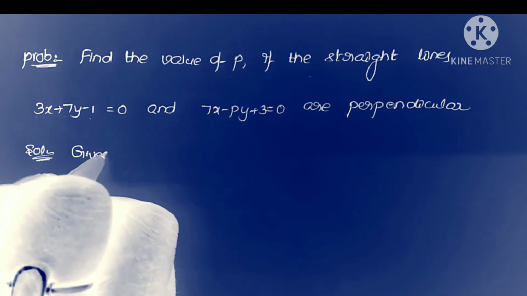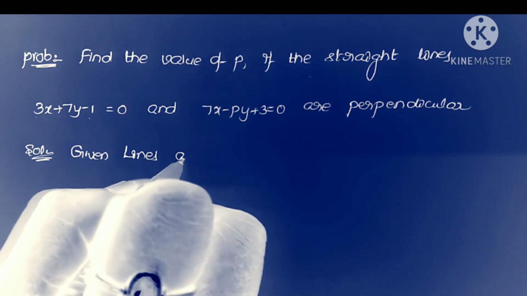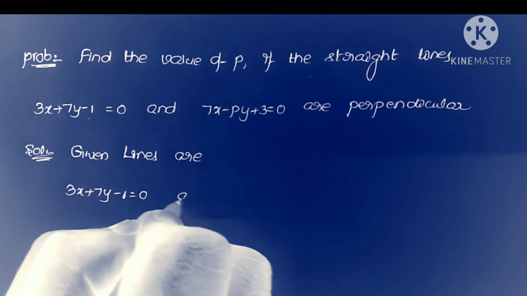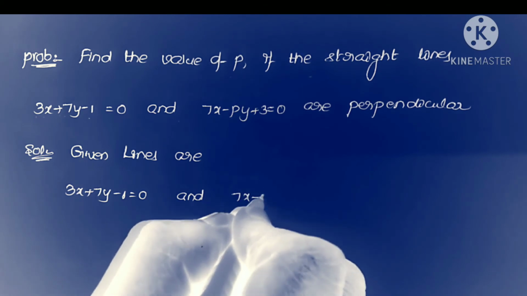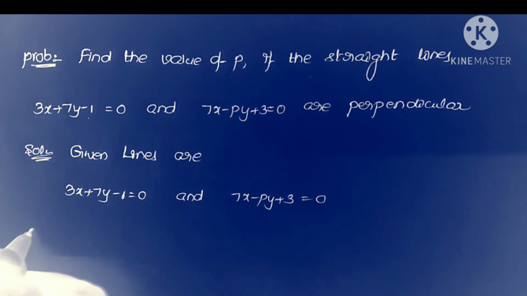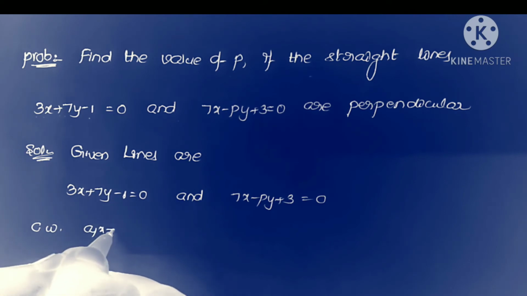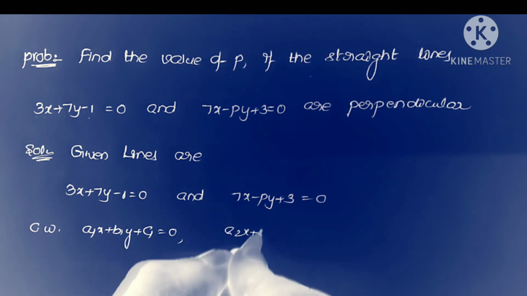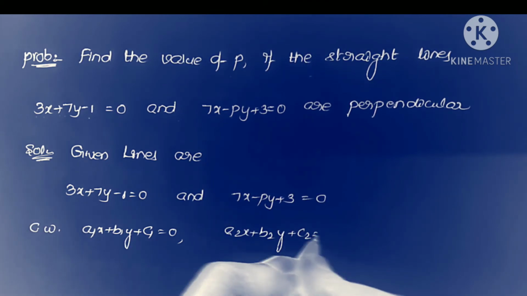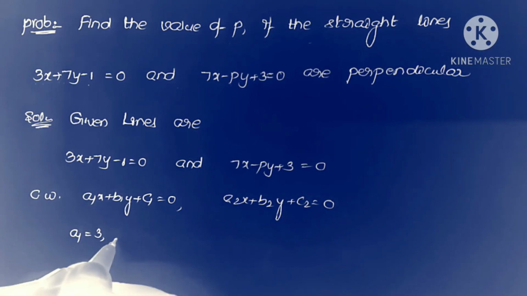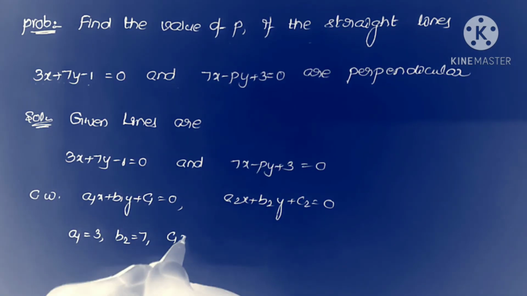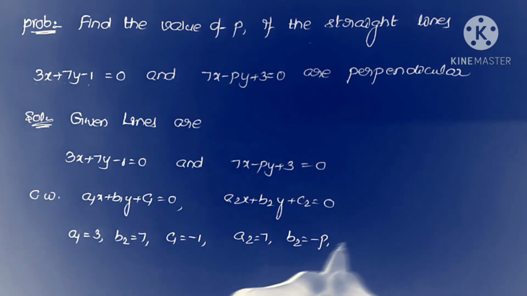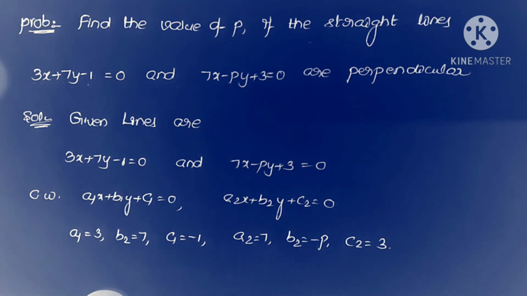So first I write the given lines here. Given lines are 3x + 7y - 1 = 0 and 7x - py + 3 = 0. So first we compare these lines with a1x + b1y + c1 = 0 and a2x + b2y + c2 = 0. Then the values are a1 is equal to 3, b1 is equal to 7, c1 is equal to -1 and a2 is equal to 7, b2 is equal to -p, c2 is equal to 3.